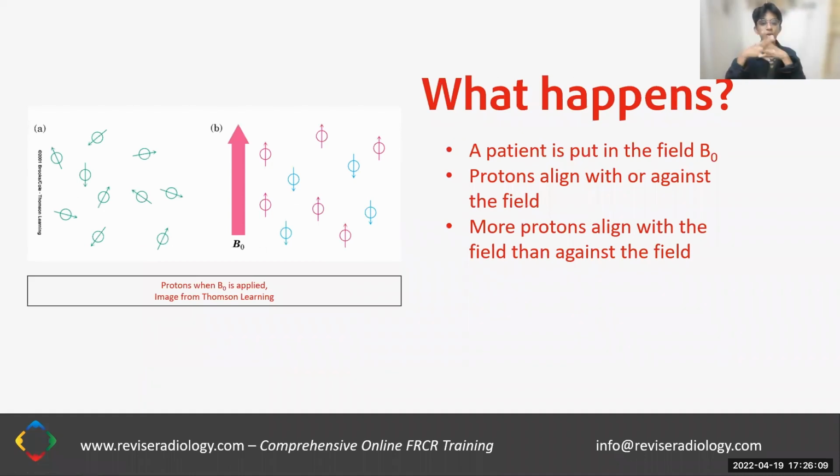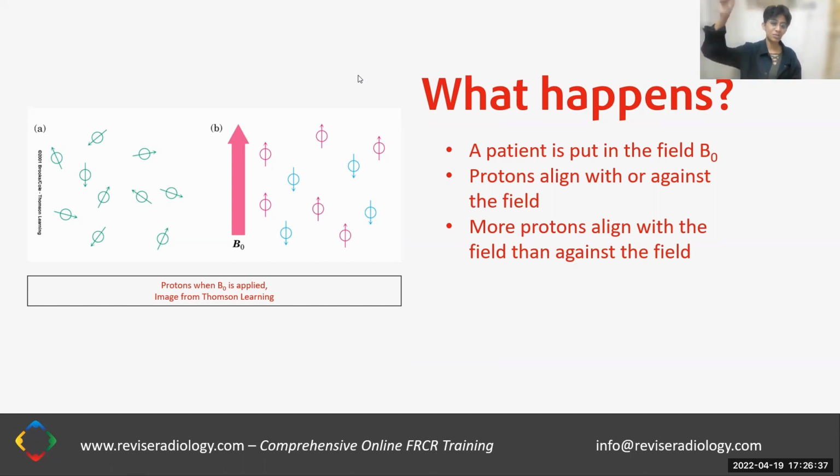So if you look at the image on the left-hand side, the green circles with arrows represent the protons before the field is applied. When you're thinking about angular momentum, you have to picture it as an arrow which is piercing the proton, and the direction of the arrow indicates the direction of the spin.